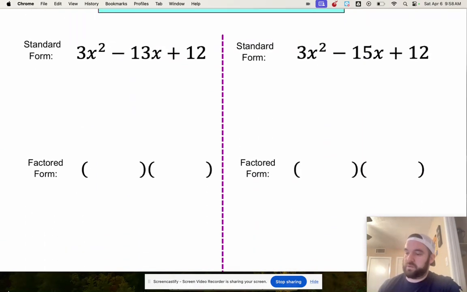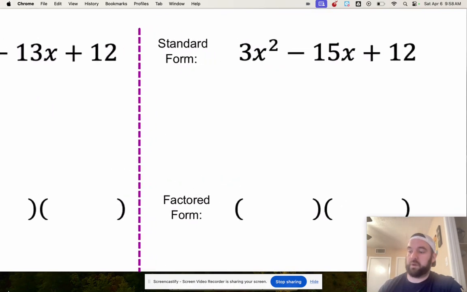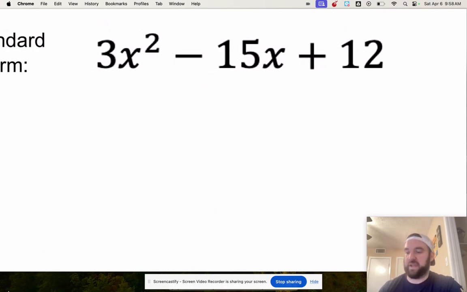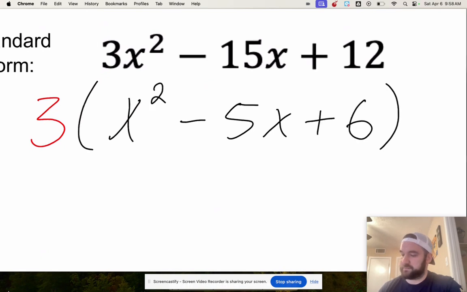Okay, so again, two examples where the A value is 3 for both of these, the C value is 12 for both of them, but the B value is different. I'm going to go to the one where the A value of 3 is actually a factor of every term. So all of these coefficients have a factor of 3. So that means 3 is a GCF. So just like the warm-up, I'm going to factor out the 3. This becomes x squared minus 5x plus 6.